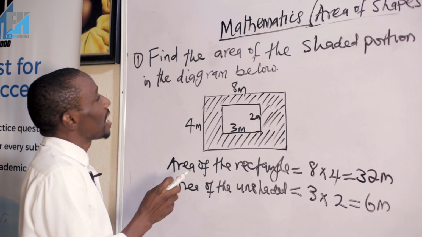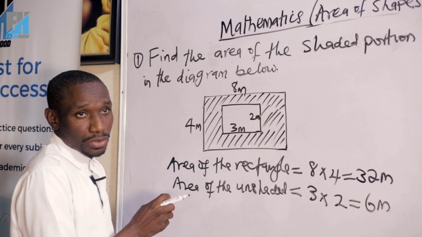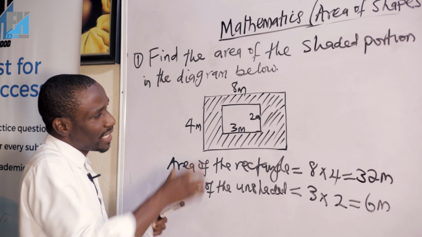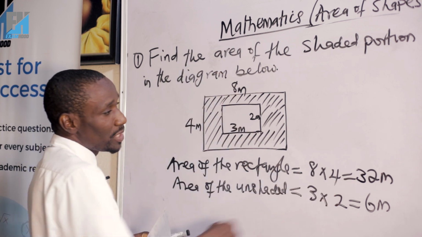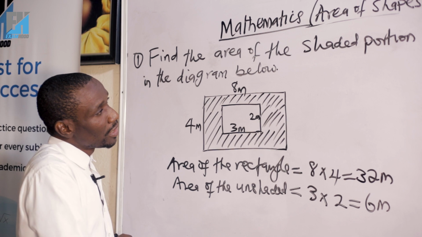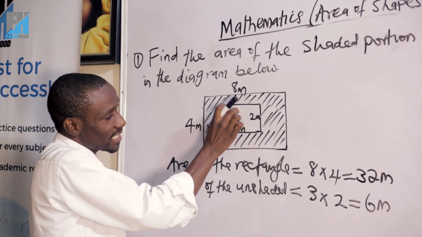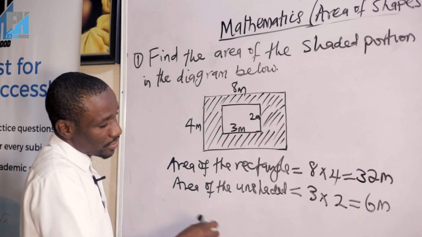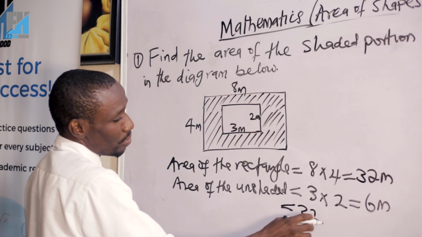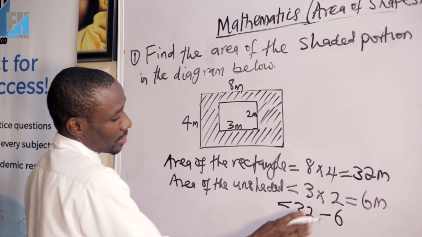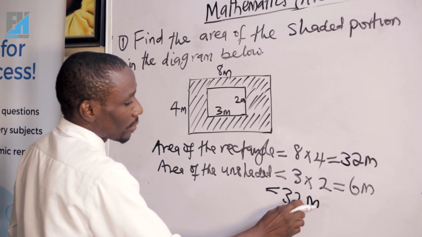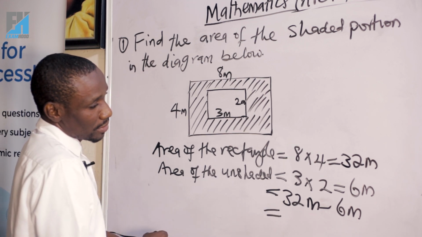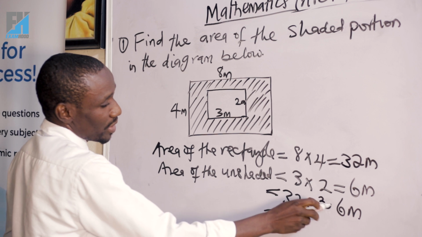So now we are asked to find the area of the shaded portion. Since we have gotten the area of the unshaded part to be 6 meters, and the area of the entire diagram to be what? 32 meters. So for us to get the area of the shaded portion, we simply subtract this unshaded part from the area of the entire diagram. That will give us 32 meters minus 6 meters. That will give us what?